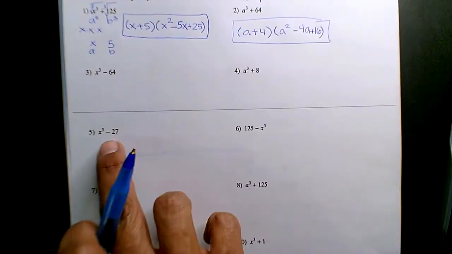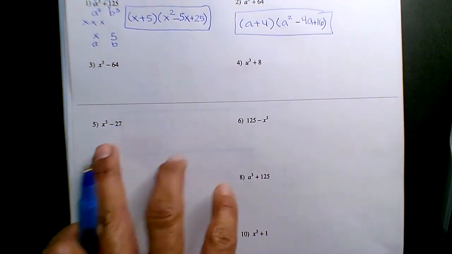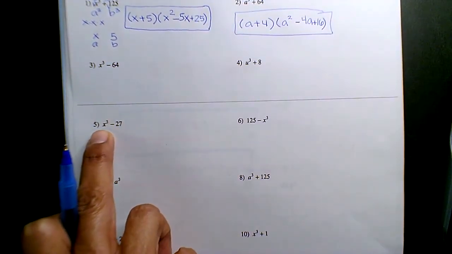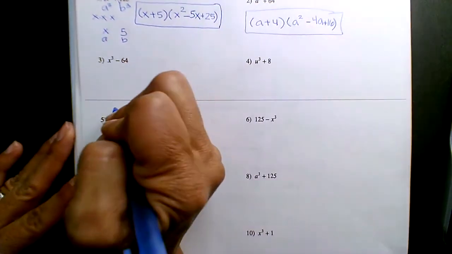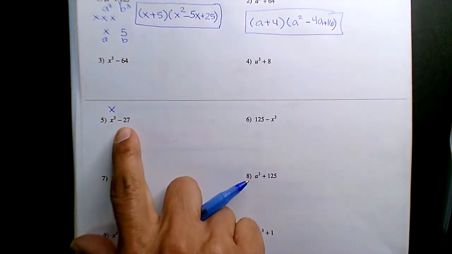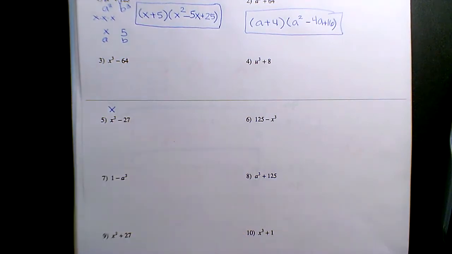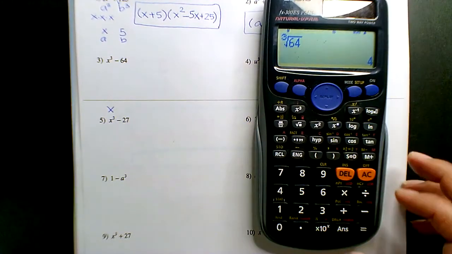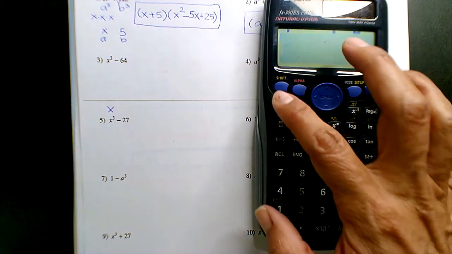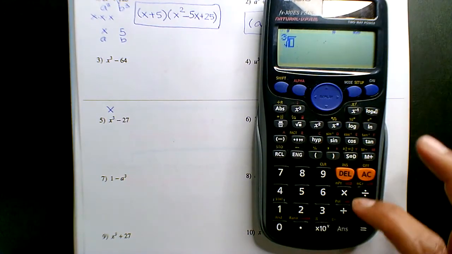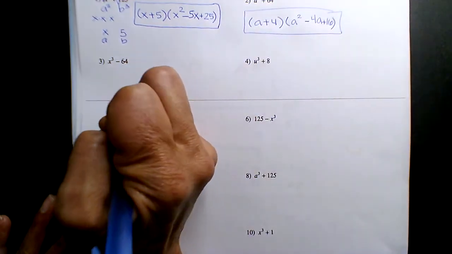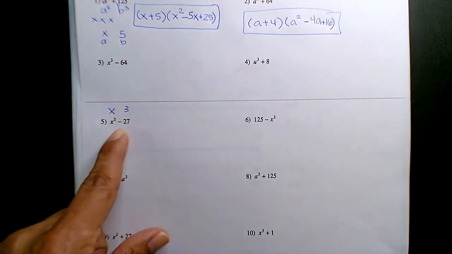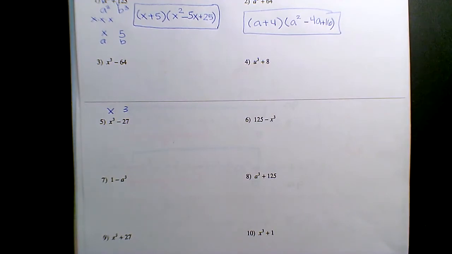Okay, so let's go to 5 just because it's a different number. All right, I got x cubed. So what's the cube root of x cubed? X. You have 27. What is the cube root of 27? Shift cube root 27, 3. Okay, so you can get to your calculator on this part. Okay, my sign is negative.